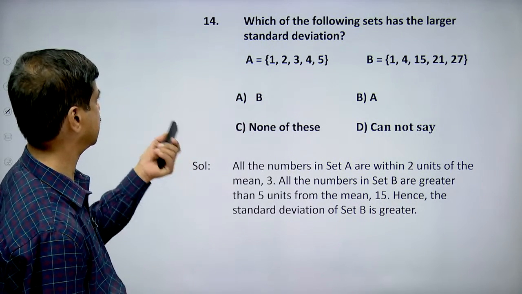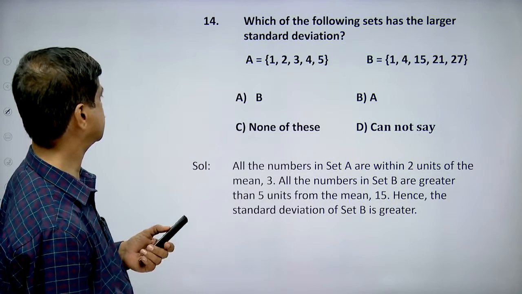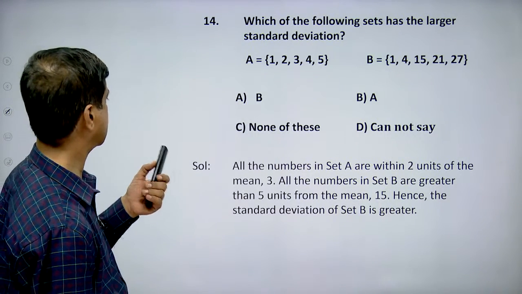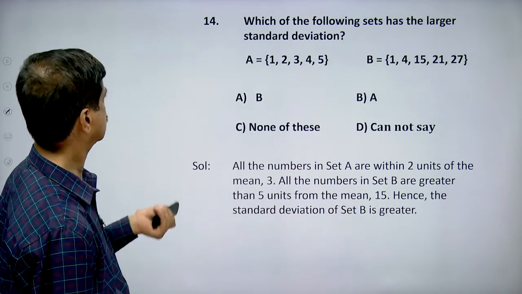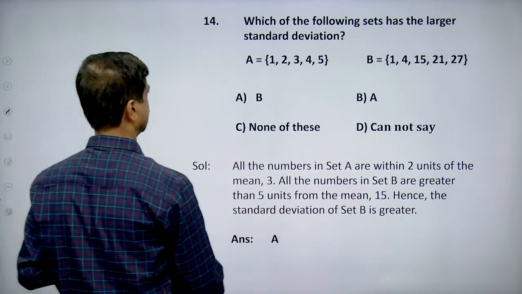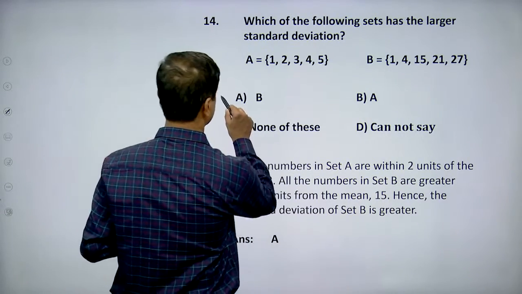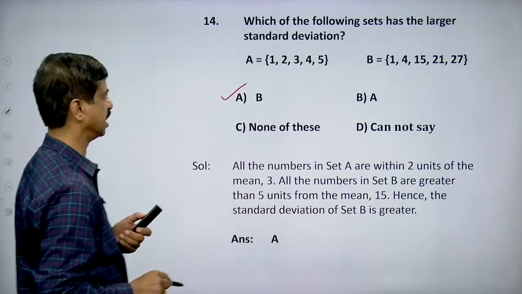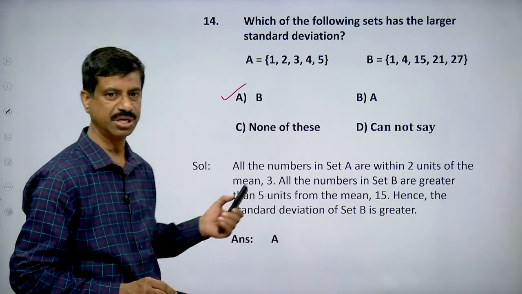So there 5 numbers, here 5 numbers. Deviation is low in set A and set B deviation is very high. So standard deviation is very high in B. Set B, that is option A. Clear children? Please read fast, quick.